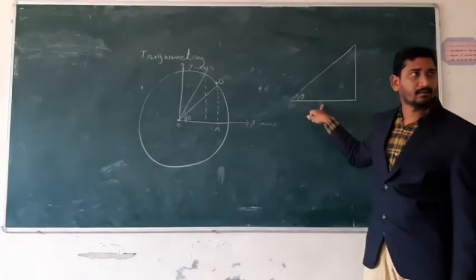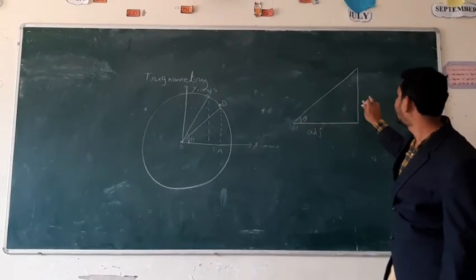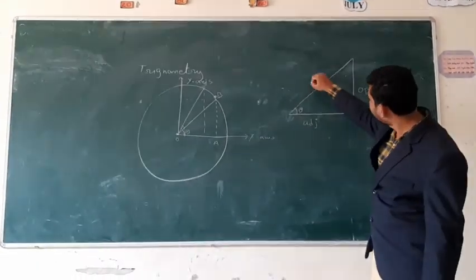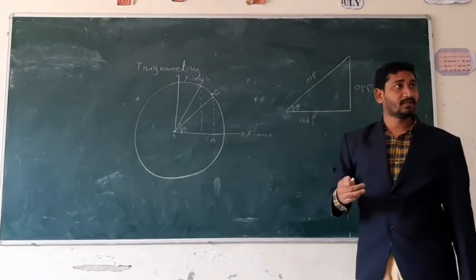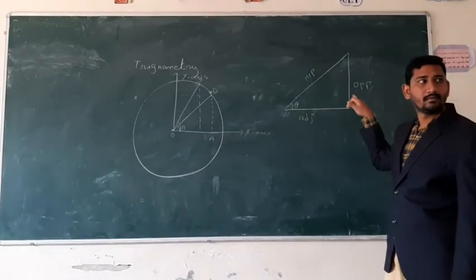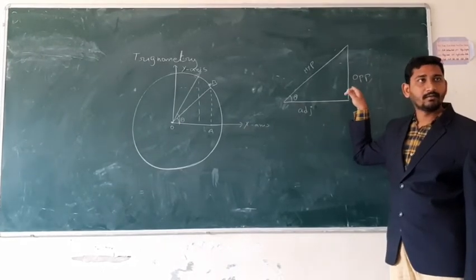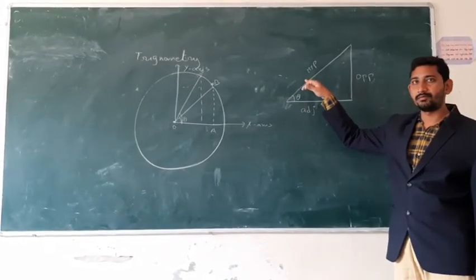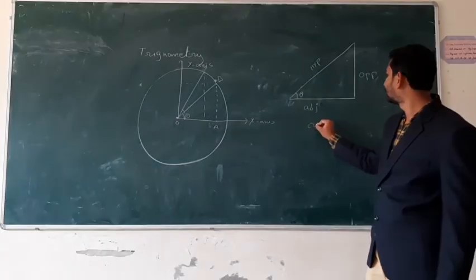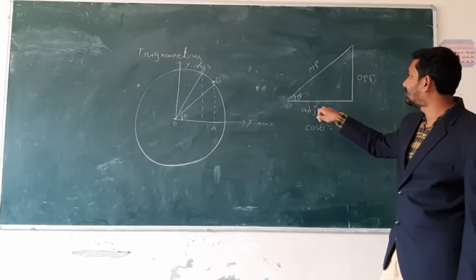It is the side which is adjacent to this angle. And this side is opposite. What is this side? Hypotenuse. What is Pythagoras theorem? Square of the adjacent side plus square of the opposite side is equal to square of the hypotenuse. Now, before I told you cos theta. Cos theta gives you the ratio between adjacent side and hypotenuse.